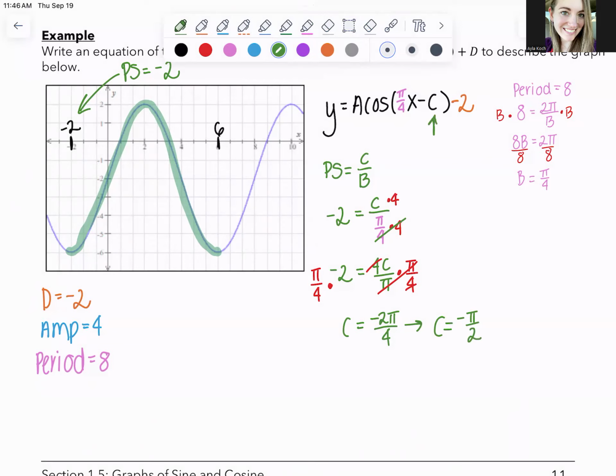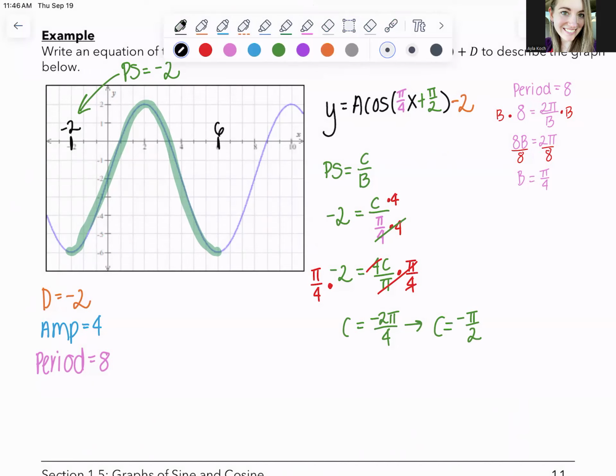Now, when you plug C in, it becomes minus negative pi over 2, so it becomes a plus sign. So this becomes plus pi over 2.